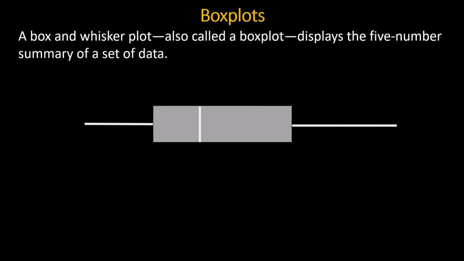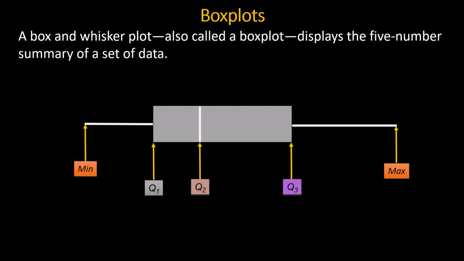Box plots. This is how the box plot looks. A box plot represents the 5-number summary: minimum, Q1 or lower quartile, Q2 or median, Q3 or upper quartile, and the maximum. Whiskers. The whiskers are the two lines outside the box that go from the minimum to the lower quartile and from the upper quartile to the maximum.